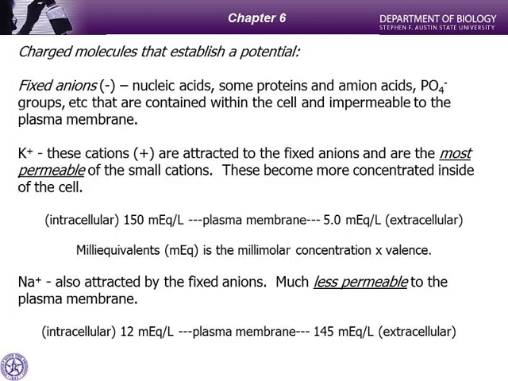So our milliequivalent still for potassium, we're still high on the inside, low on the outside. Sodium, just the opposite. High outside, with about 150 out, 12 in. But the difference here is sodium is not as permeable. It's not going to play such a huge role in what our membrane potential is at rest.